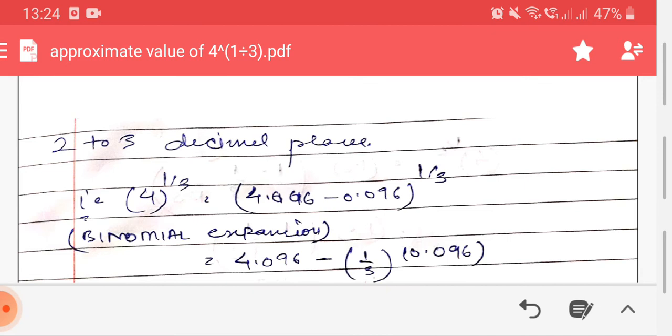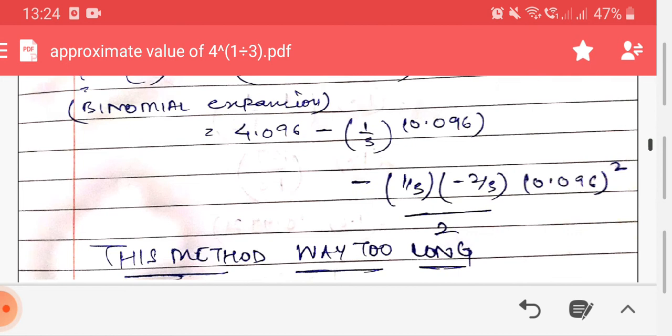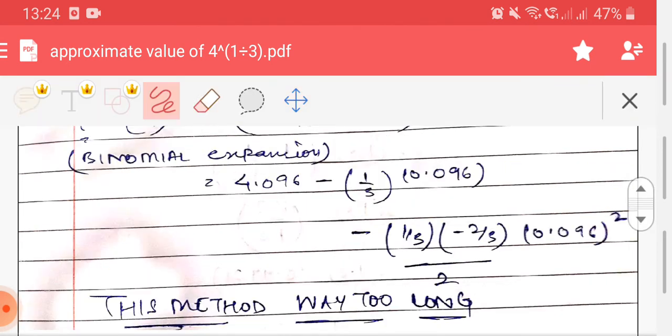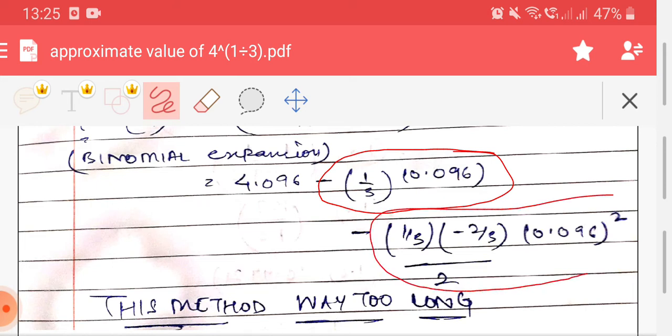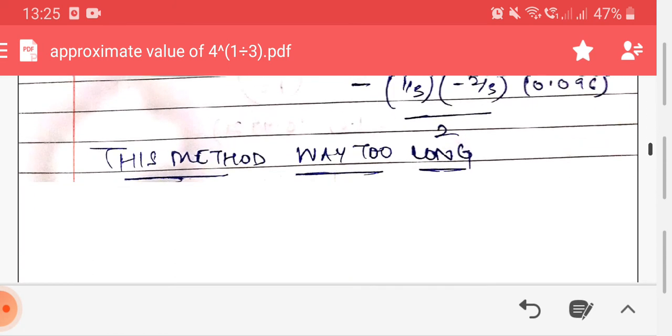After that, you can see I have just expanded using the binomial expansion. But the major problem with this method is that the calculations are laborious and time consuming. Although I have expanded it up to 3 places only, it is still very calculative and a highly regressive formula. It should not be followed, according to my principles. I gave you this method just to show what kind of method we can apply, but it is not easy to use. This method is way too long.